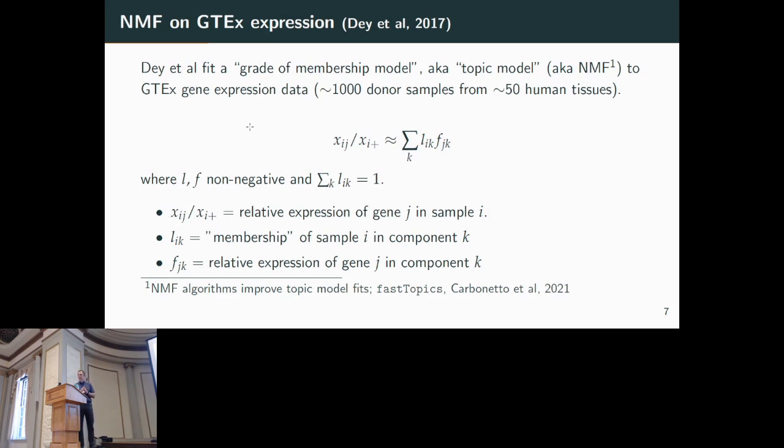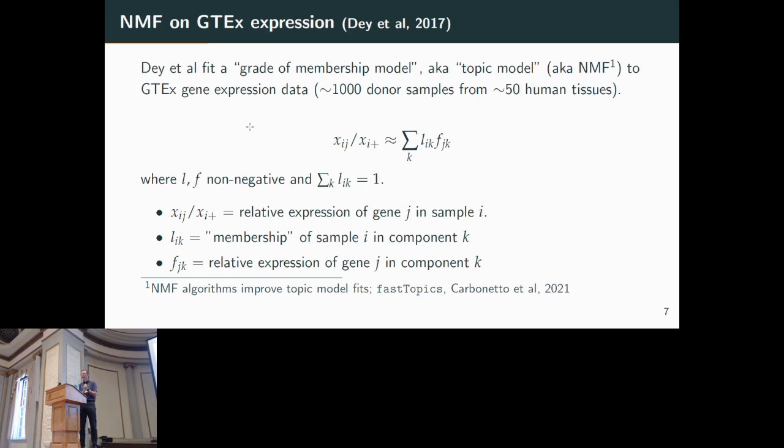So we applied it to data on gene expression from the GTEx project. The data that we're factorizing here are donors or samples, about 1,000, by genes. These samples come from 50 different human tissues. So our data matrix is 1,000 by 10,000, let's say, for the number of genes.